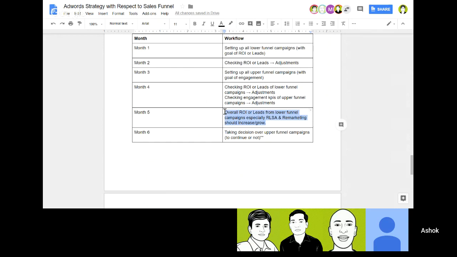Or conversely, if it goes otherwise, like they are not helping, your lower funnel campaigns are still struggling for sales, and even by looking into assisted conversion on Google Analytics, you see that they are not helping even other channels bring in more revenue, that probably means that strategy is not working. You have got to turn them off.